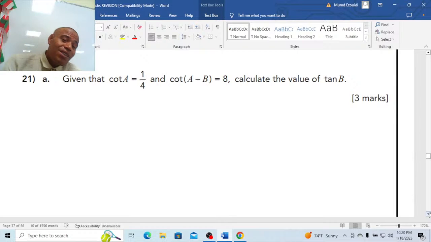Here, learners, just know that cotangent of A minus B is the reciprocal function of 1 over tangent of A minus B. Therefore, you are going to write the formula of tangent of A minus B and then find the reciprocal of this. I will just start like that.